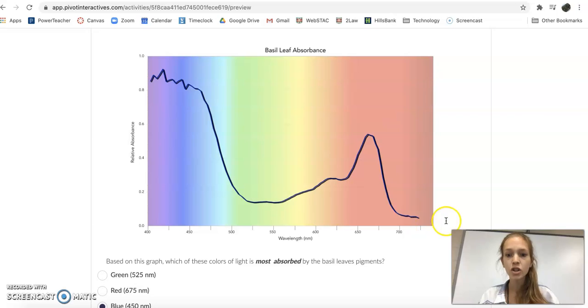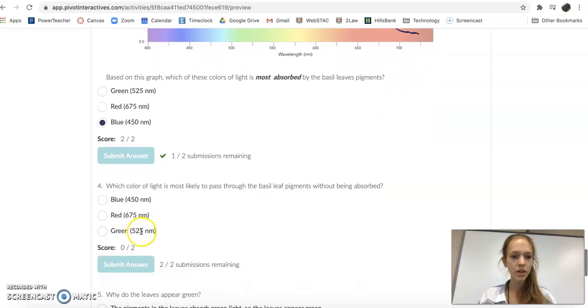It's pretty low. Don't be tripped up by this little tail on the end. That might be confusing. That's actually where our data taking just stopped. So let's focus on how low this green is compared to that red and that blue. So I'm picking green. I think that the green light is not going to be absorbed. And I'm right.